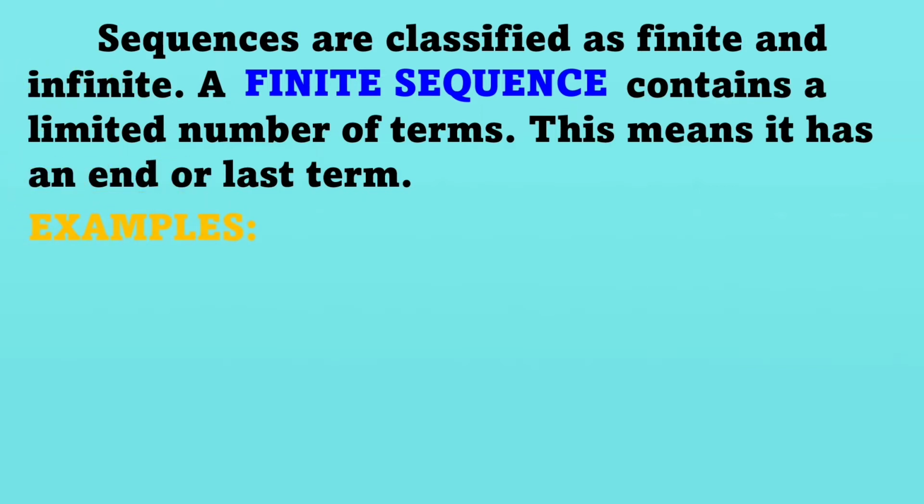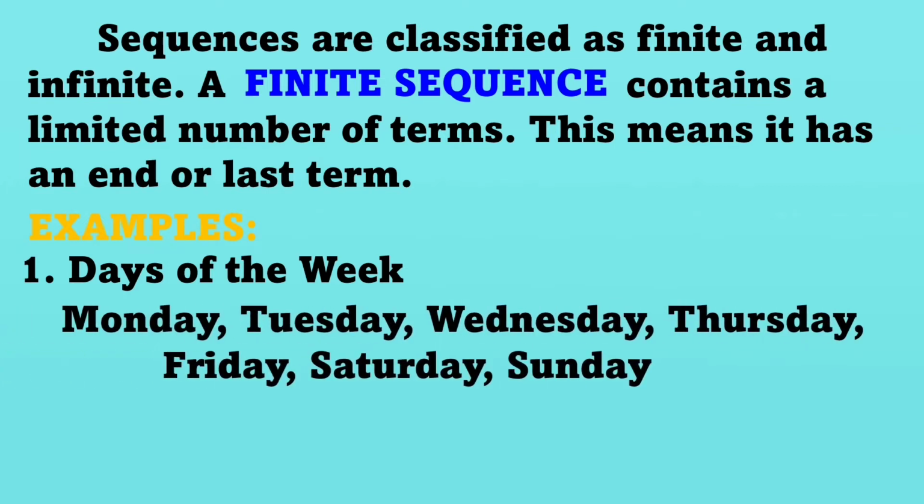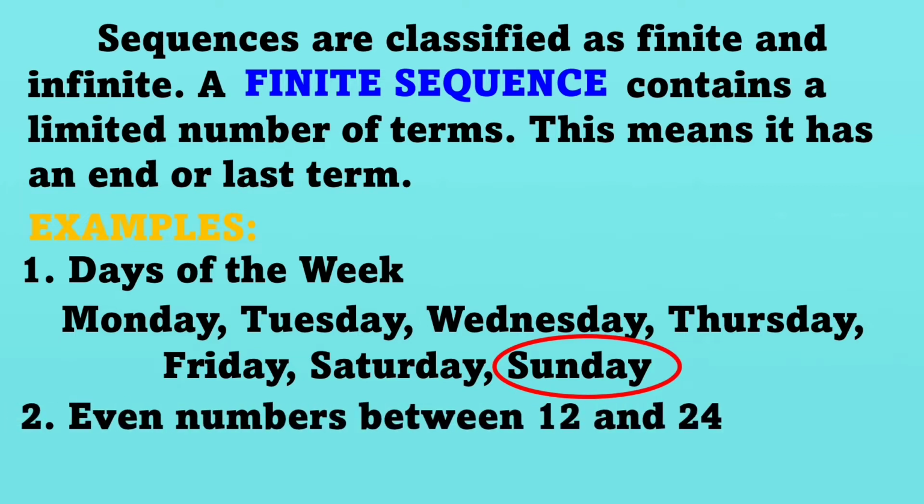For example, the days of the week is an example of finite sequence. Why? Because we have only 7 days in a week. We have Monday, Tuesday, Wednesday, Thursday, Friday, Saturday, and Sunday. Apparently, the last term is Sunday.